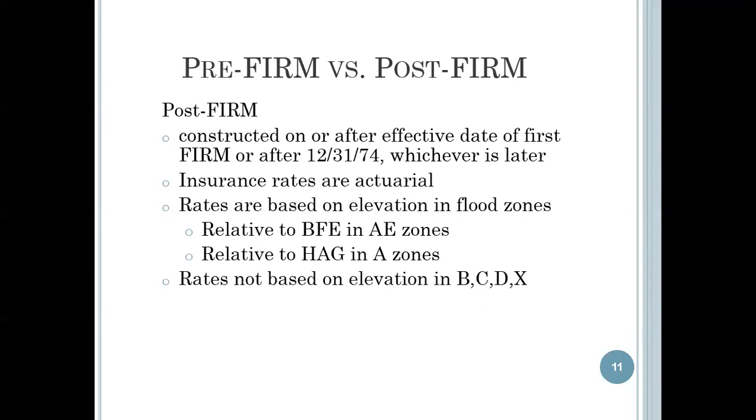In that particular flood zone, the rate differential starts at 2 feet above the highest adjacent grade. It's 2 to 4 and then 5 and above. The higher the elevation difference, the lower the premium. We do not use elevations in non-special flood hazard areas. Those B, C, X, and D flood zones have just a specific rate.